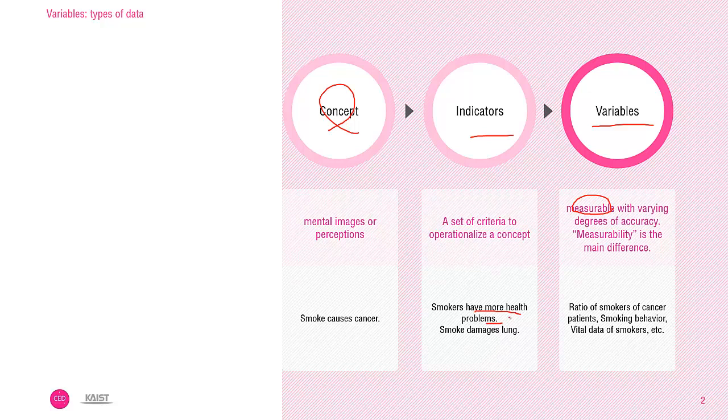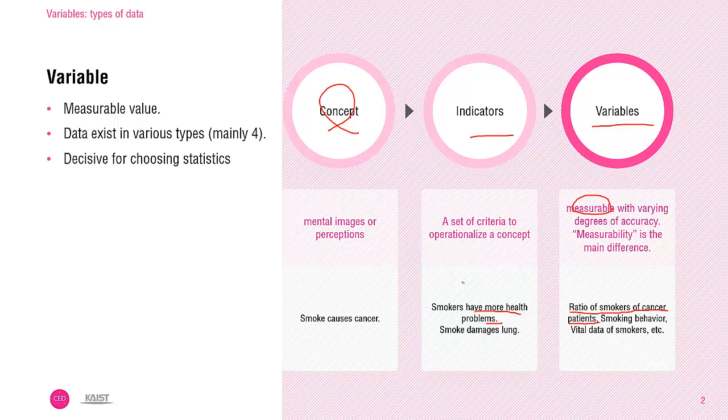Then you plan your own study. You need to identify smokers and their health status. The possible questions may be the ratio of smokers among cancer patients, etc. Therefore, when you know what the variables are, your research plan is done. So defining the variable is extremely important. The variables are, or they should be, something measurable.